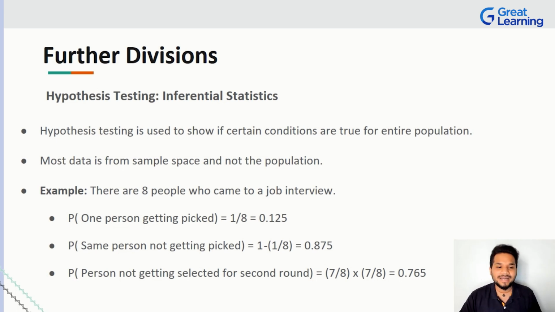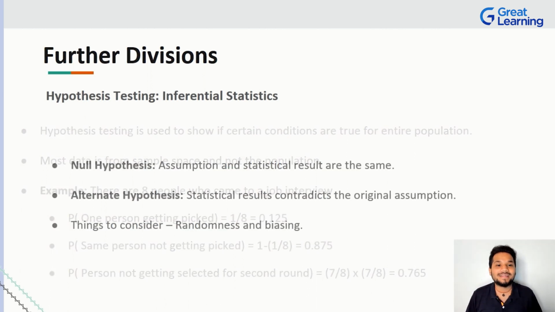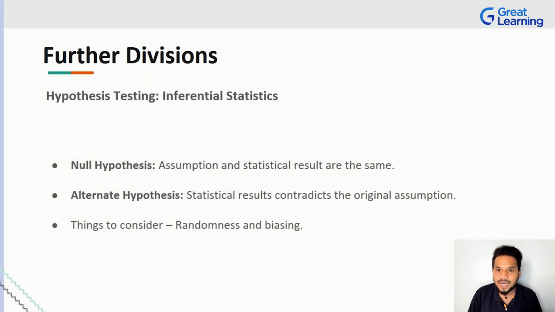So we take 7 by 8 and multiply it 2 times, and we get to understand that this is the probability of the person not going through the second round, considering he or she makes it through the first round. It's 0.765. So when you start to understand things in such a way, this is what hypothesis testing is all about. We consider that one of the results and one of the assumptions that we have made might be the same. In fact, that's the concept of null hypothesis and alternate hypothesis. We're going to be discussing this in the next section.